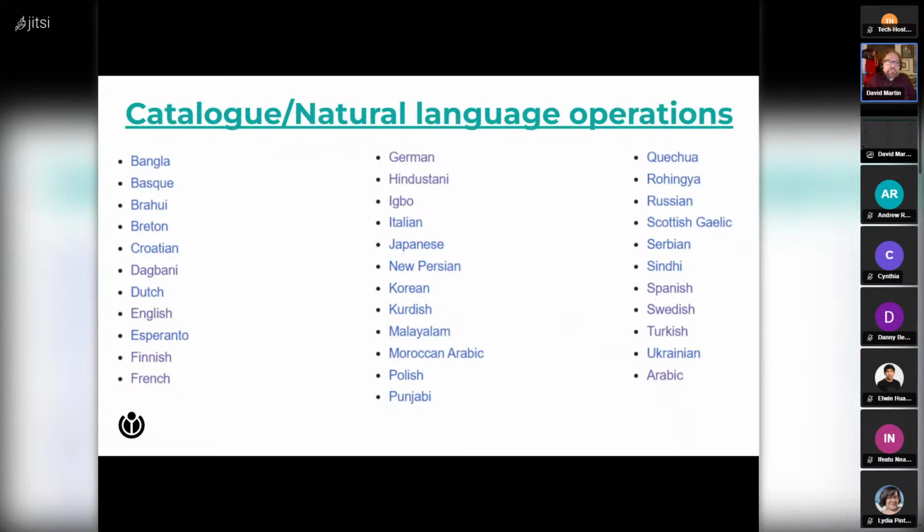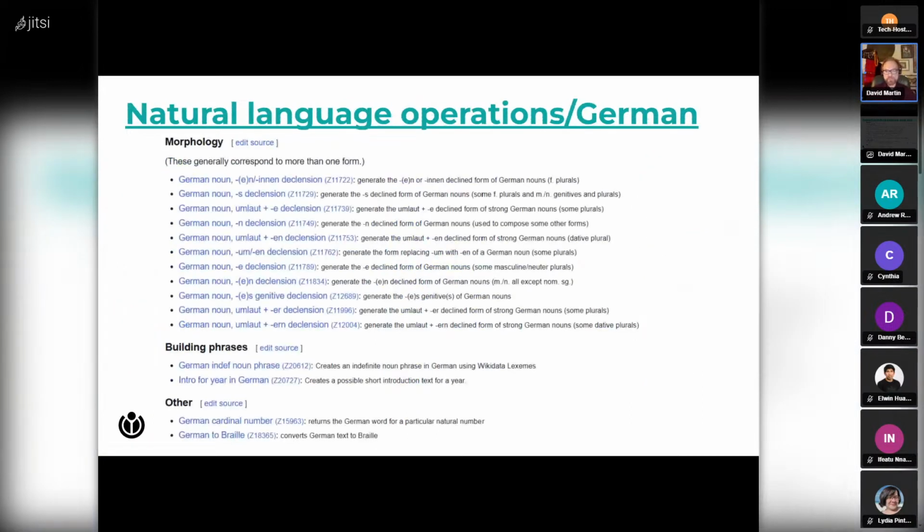Now, these utility functions that we've been looking at, in turn, can support the creation of natural language generation functions. Our online catalog includes a breakdown of these by language. We've had contributions to date in all of these different languages. Here are some of the natural language functions in the German language. There are lots of morphological or word form functions to date in many of the languages.